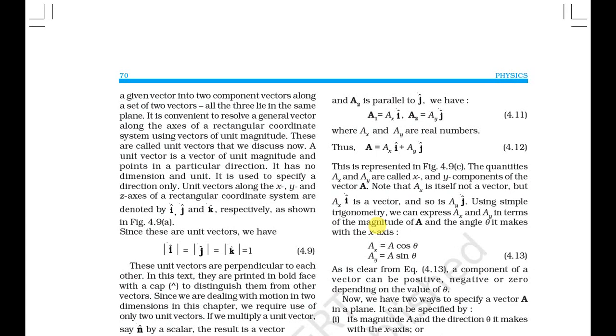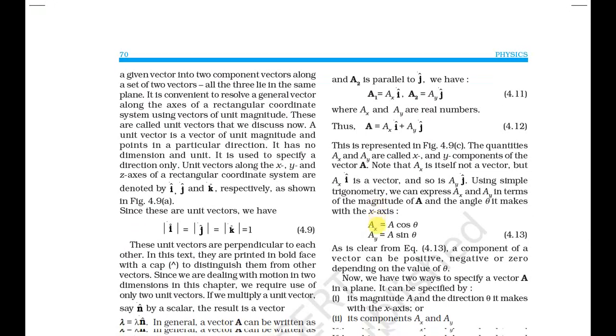It is convenient to resolve a general vector along the axes of a rectangular coordinate system using vectors of unit magnitude. These are called unit vectors, which we discuss now. A unit vector is a vector of unit magnitude pointing in a particular direction. It has no dimension and no unit. It is used to specify direction only. Unit vectors along the x, y, and z axes of a rectangular coordinate system are denoted by i, j, and k cap respectively, as shown in the figure.